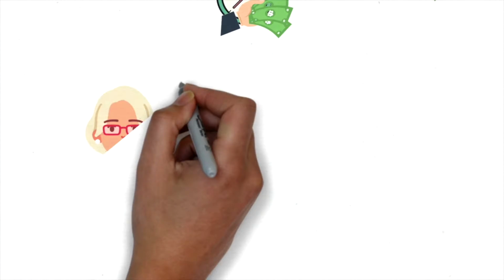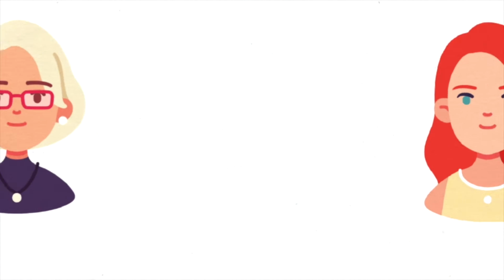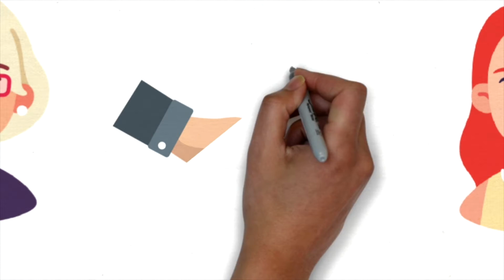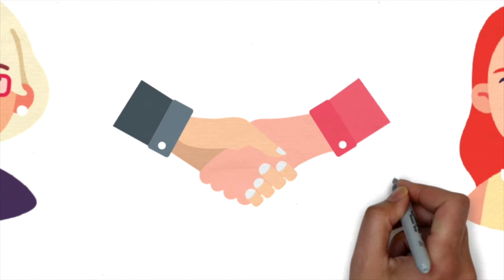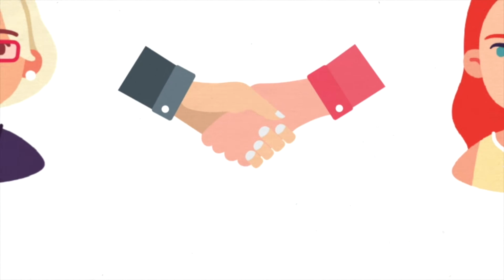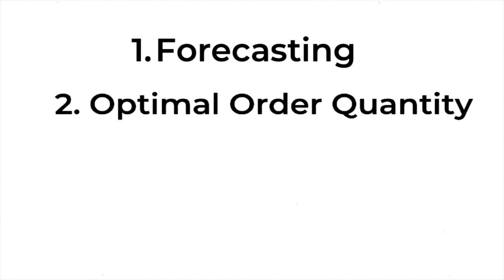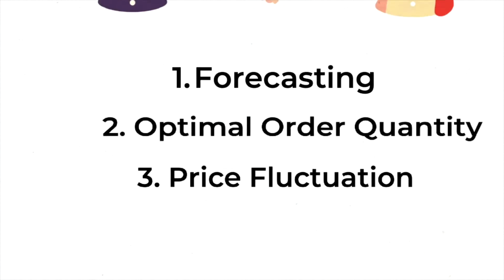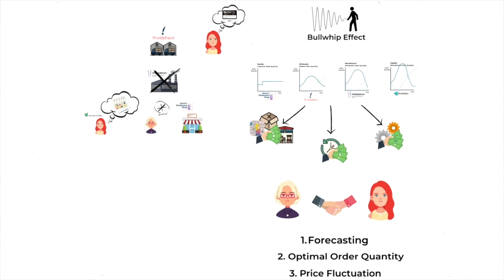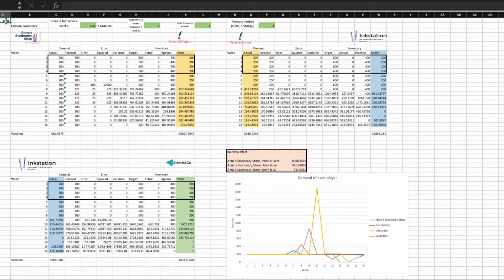Anna is amazed by Emma's knowledge and asks her to help find remedies for her problem. Emma gets straight to work and tells Anna that there are three main impact factors of the bullwhip effect: forecasting, optimal order quantity, and price fluctuation. So let's have a look at Emma's Excel sheet now. When looking at Anna's stationery shop, Emma sees the impact of forecasting as well as the impact of optimal order quantity are the greatest influences and sets to find remedies.